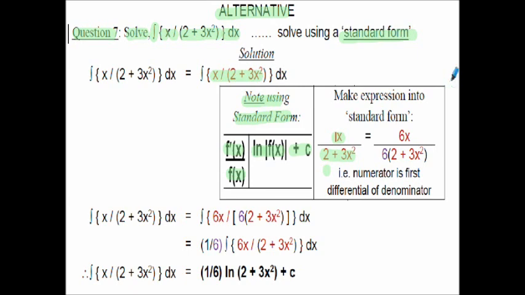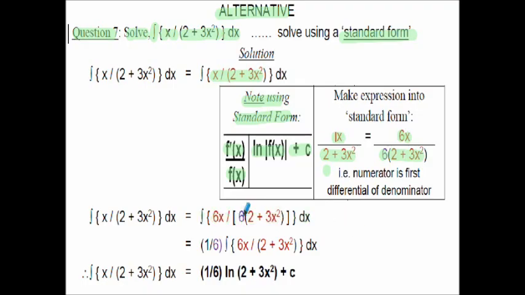However, if we were to multiply the numerator by 6, we would then have the first differential of the denominator. Differentiating 2 plus 3x squared produces 6x. But I cannot just multiply the top line by 6 because that affects the overall question. So what I need to do is also multiply the bottom denominator by 6 so that the 6's will cancel. So if I rewrite now my integral as 6x divided by, in brackets, 6 multiplied by the 2 plus 3x squared, and integrate that with respect to x, I then have my standard form.